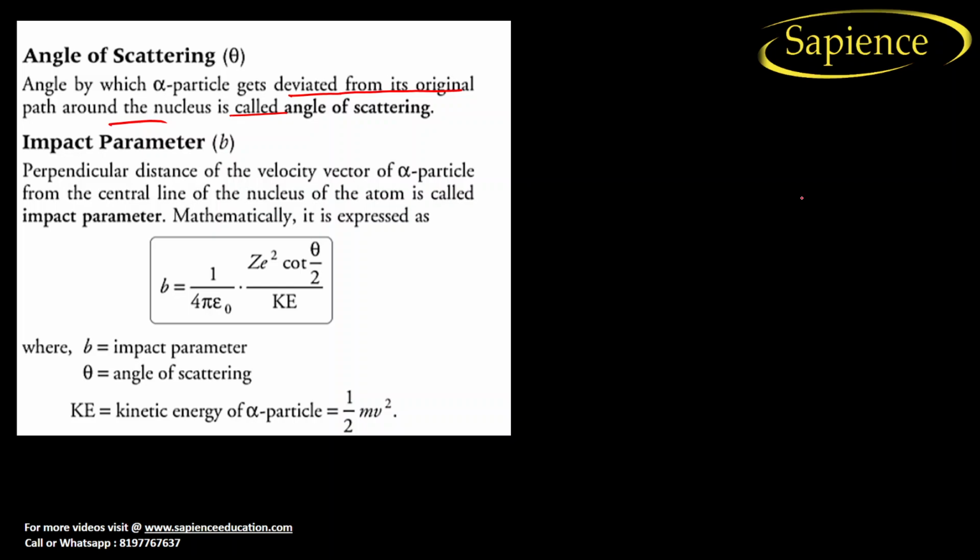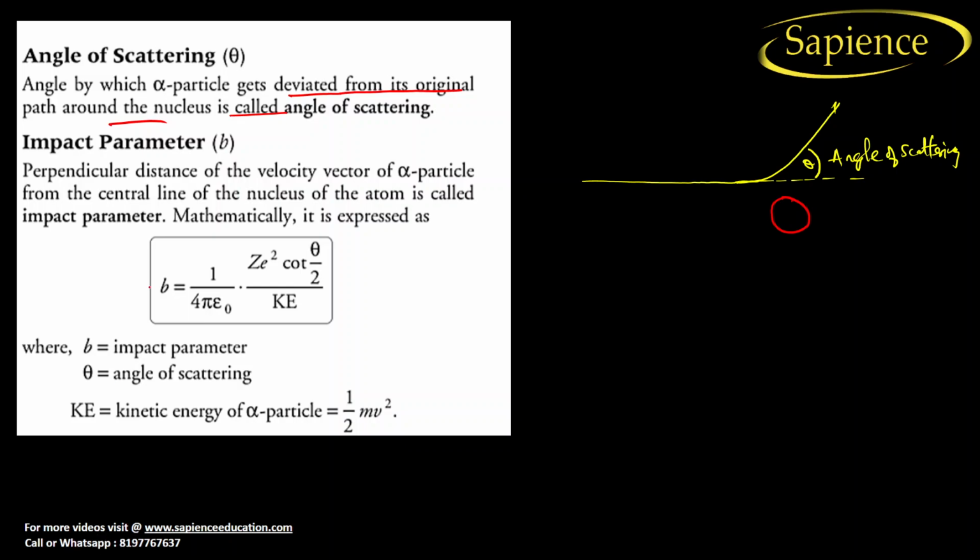Let us consider there is a nucleus, right? And an alpha particle is trying to travel like this, right? But due to the repulsive force, it bends in this direction. So the angle moved by this is considered as the angle of scattering. This is considered as the angle of scattering, right?